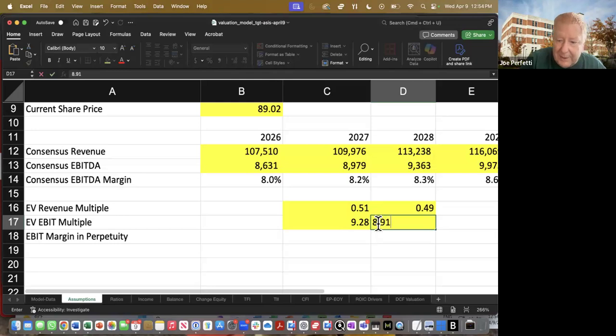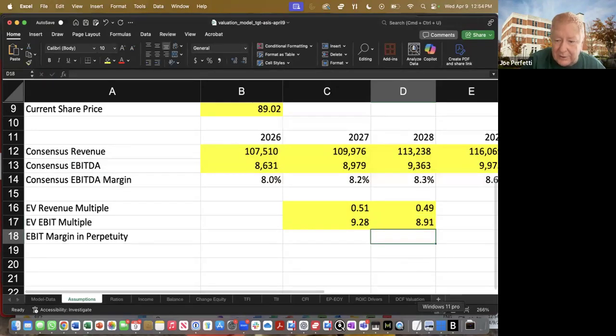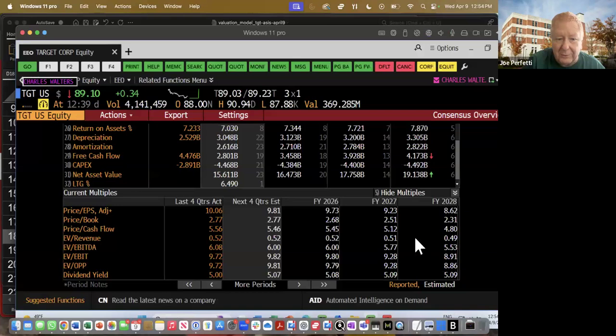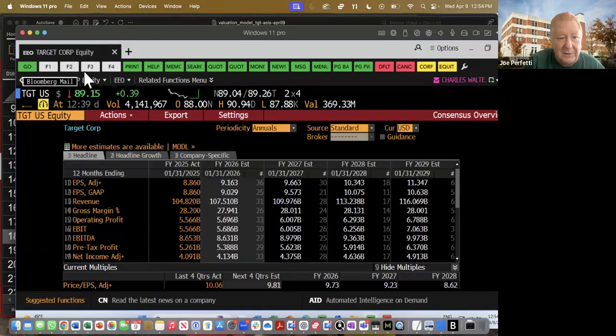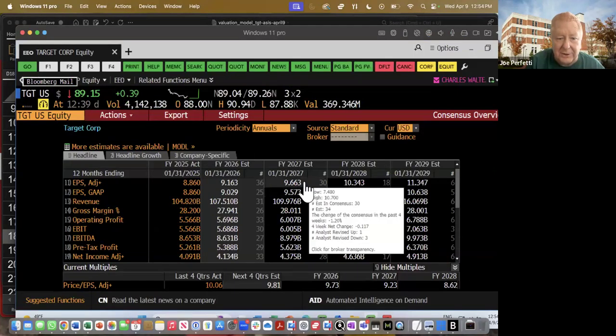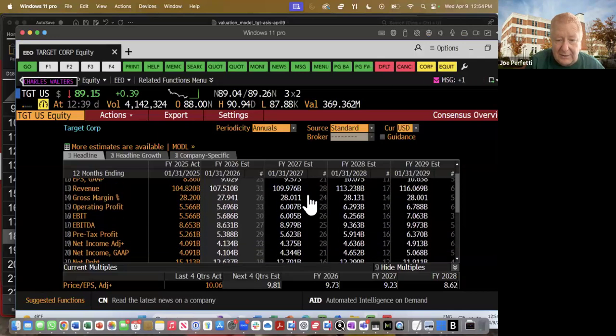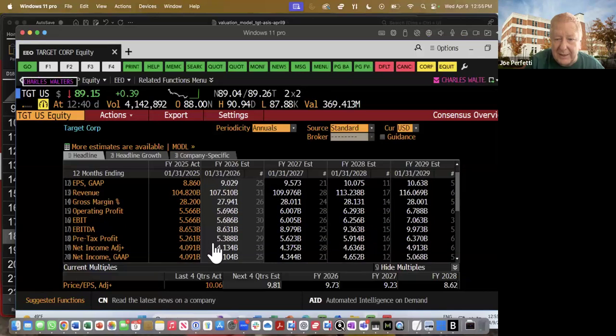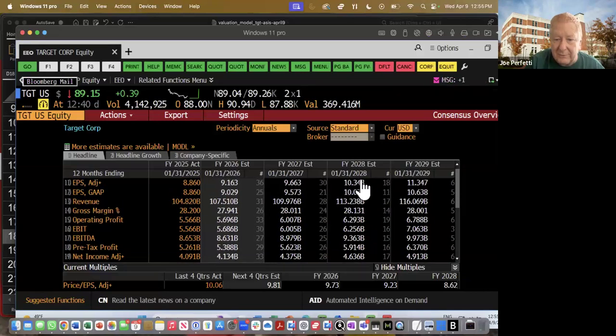8.9. And again, if you're wondering where these forward multiples are calculated from, it's pretty straightforward. Let me give you an example of PE. 89.15 divided by the 2027 earnings per share of 9.66 is a multiple of 9.23. 89.15 divided by 10.343 is 8.62 for a PE, right?